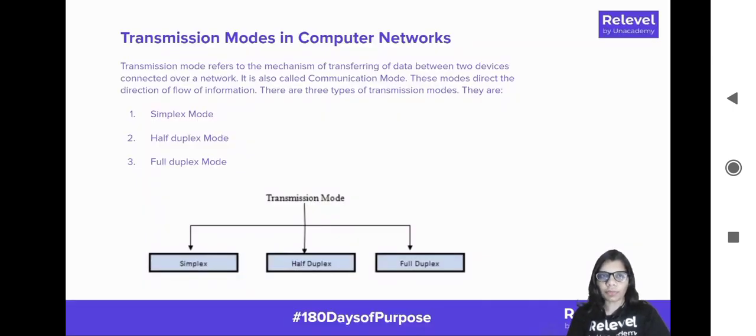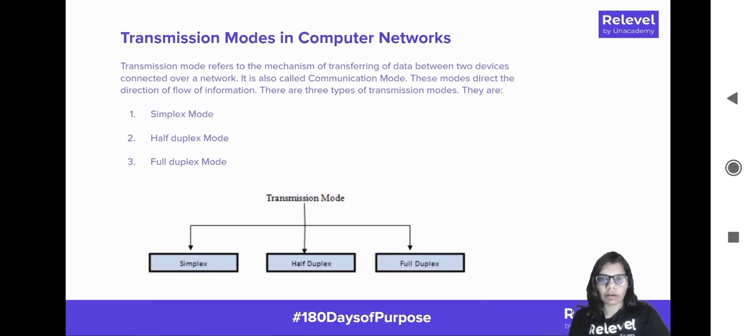So here, transmission mode refers to the mechanism of transferring data between two devices connected over a network, right? So data transmission mode actually defines the direction of the flow of information between two communication devices. That's why it is also called the data communication or directional mode. It specifies the direction of flow of information from one place to another in a network, right? I hope this is clear to you, what data transmission mode actually is. It is something which defines the direction of flow of information between two communication devices, right?